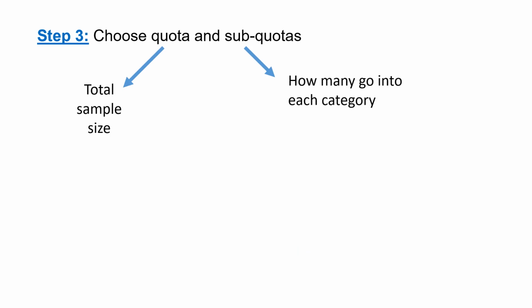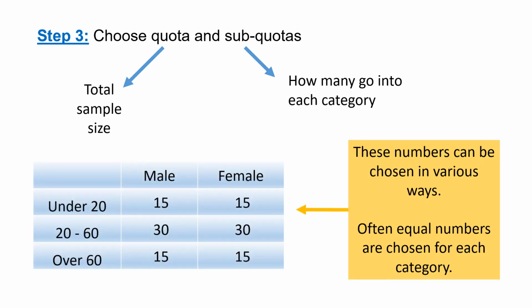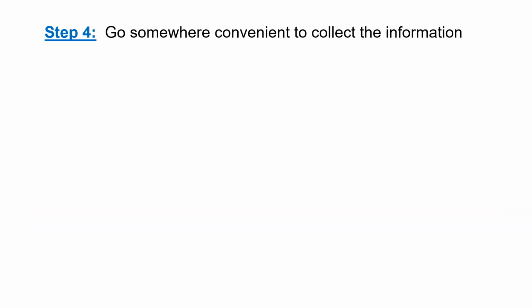Then from there, you choose quota and sub-quotas. The quota is the total sample size, and sub-quotas are how many go into each category. These numbers can be chosen in various ways. Often equal numbers are chosen for each category. So if you take 15 males under 20, then you'd also do the same for the females. The last step is to go somewhere convenient to collect the information.